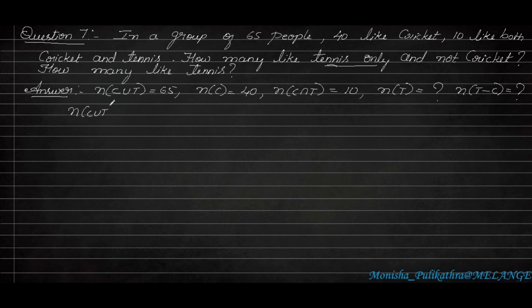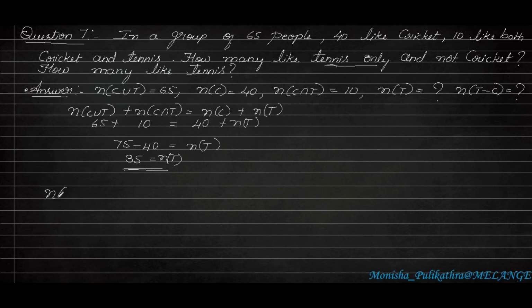So n of C union T plus n of C intersection T is equal to n of C plus n of T. n of C union T is 65, plus n of intersection is 10, is equal to n of C, which is 40, plus n of T. So 65 plus 10 is 75. I'll shift 40 to this side, so minus 40 is equal to n of T. So 75 minus 40 is 35, equal to n of T. So the number of people who like tennis is 35, but in that 35 there are some people who like cricket also.